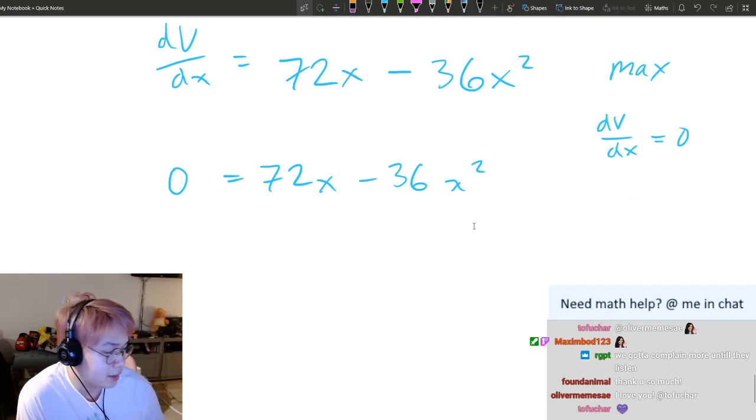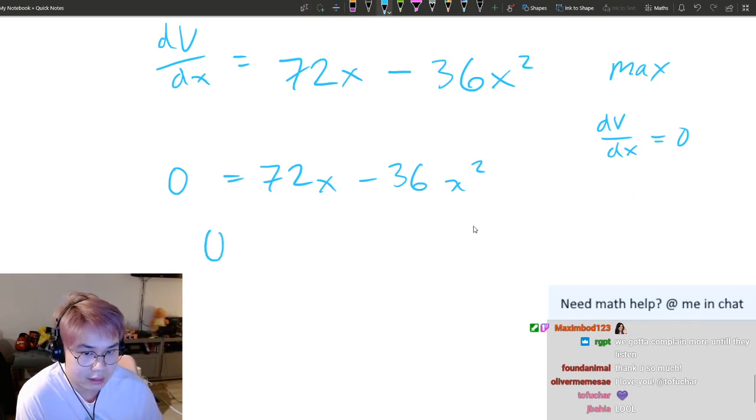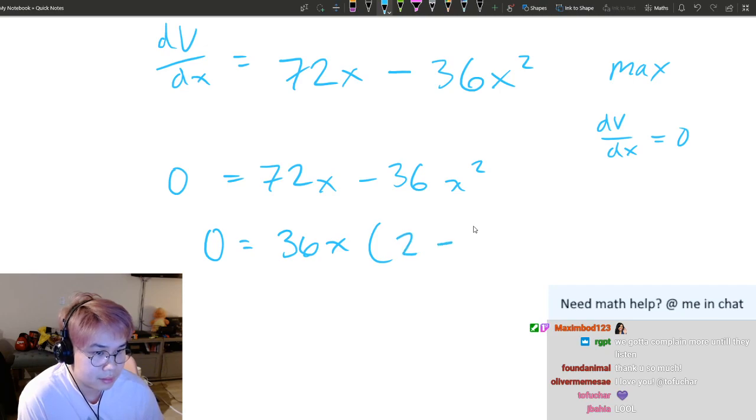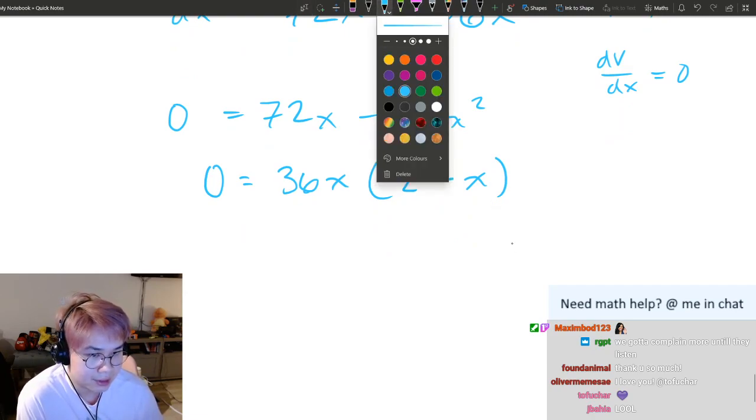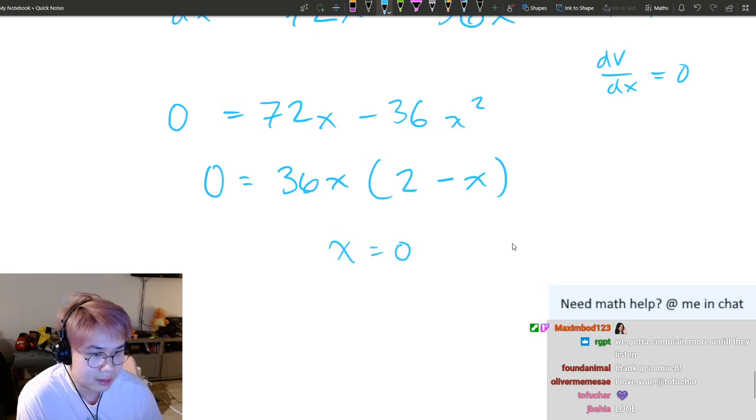And this is pretty easy to solve. We can just factor some things. And from here, you can just see what your solutions are, right? You got 0 and 2.